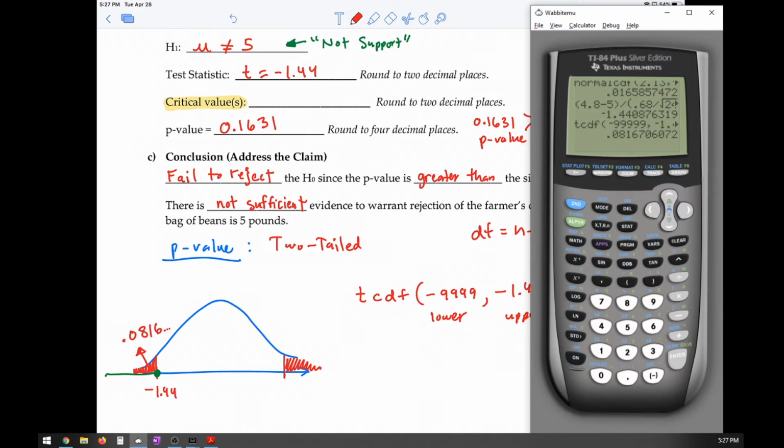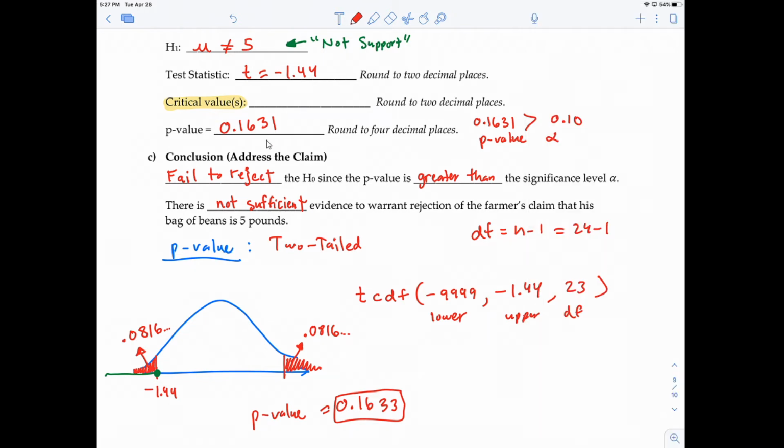It's because we got to combine it with this side as well, and this side is the same value. It's also 0.0816 dot dot dot. So from here, I'm just going to multiply by 2, to get that the p-value is approximately 0.1633. All right, so using the TI-84 with a T, using the t-test, right?